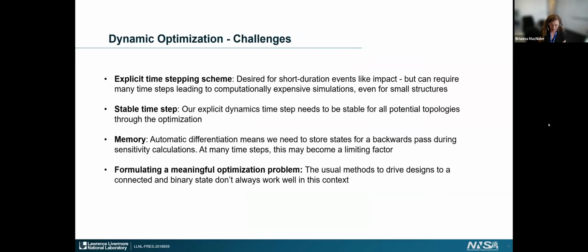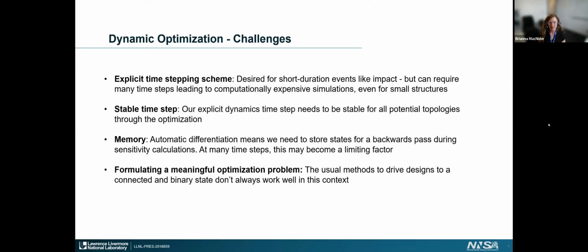So having described our problem setup and what we're hoping to do and hoping to look at, what sort of challenges are we expecting to hit and have we hit as we move through setting up this problem? So the first is that we are looking at using an explicit time stepping scheme. This is desired for short duration events like impact, but it can require many time steps in order to solve properly, which leads to potentially computationally expensive simulations, even for very small structures.